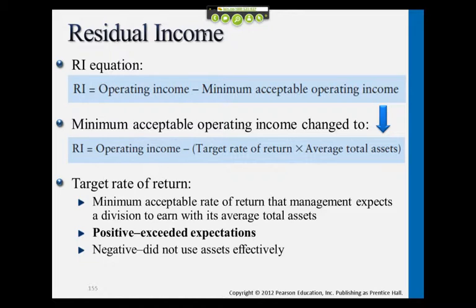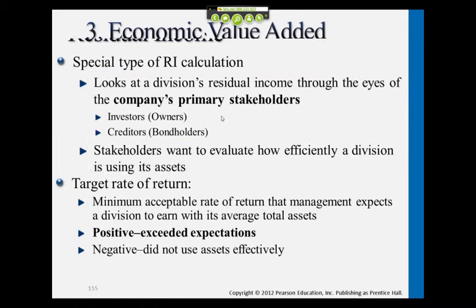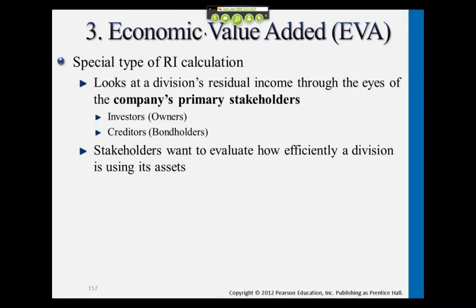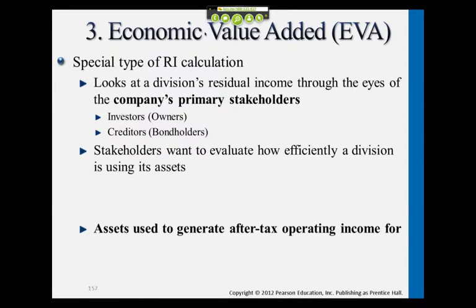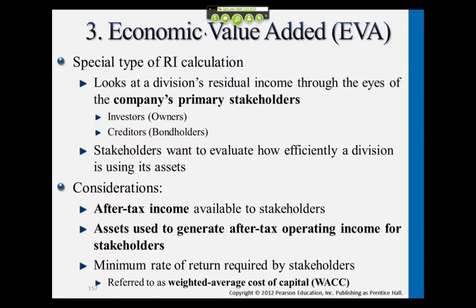All right, so let's look at the economic value added, EVA. That's a special type of residual income calculation. So we're still talking about RI, really. We're looking at the division's residual income, and we're trying to understand what its value is to the company's primary stakeholders. So we have two players, investors and creditors. Investors are our owners, the creditors are the bondholders, and these stakeholders are evaluating how efficiently that division is using its assets.